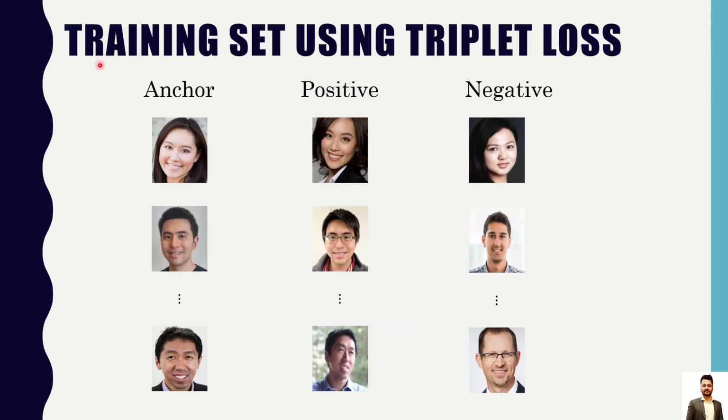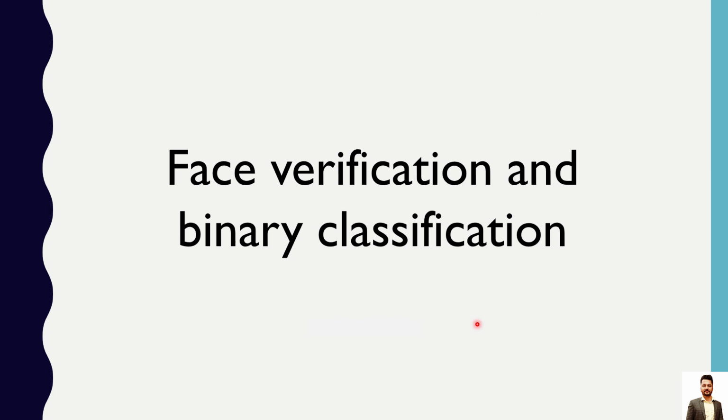Now for the training set using triplet loss, you can see clearly that all the anchor images are here and the positive images are here. The negative images are where the person's face is not matching. So these two people are the same but this one is different, these two are the same but this one is different, here these two are the same, this one is different. This is how A, P and N should be selected. Next: face verification and binary classification.